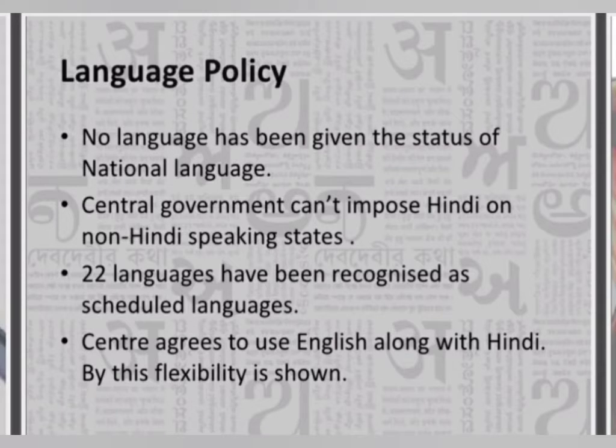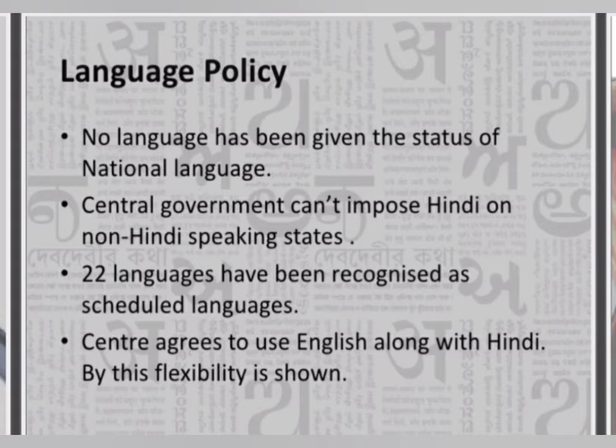Now, further, we are going to see how the linguistic states were created, and it goes to the credit of the constitution makers that they did not impose any one language on the Indians. Though Hindi was given the status of official language, no national language was there.